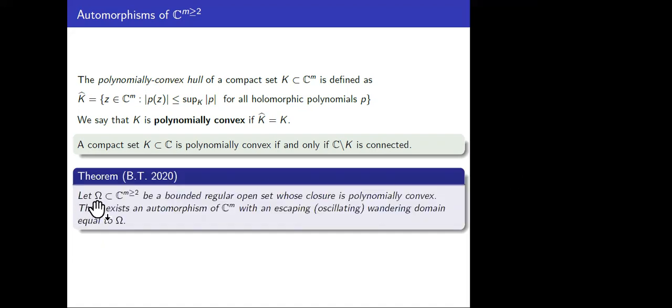So what's the result? The result is: let omega be an open, bounded, regular set whose closure is polynomially convex. Then there exists an automorphism of C^n with an escaping or oscillating wandering domain which is equal to omega. If you replace the word automorphism with transcendental function, and replace polynomially convex with what we had before, that the complement of the closure is connected, which is equivalent, it's basically the same statement, but for automorphisms.